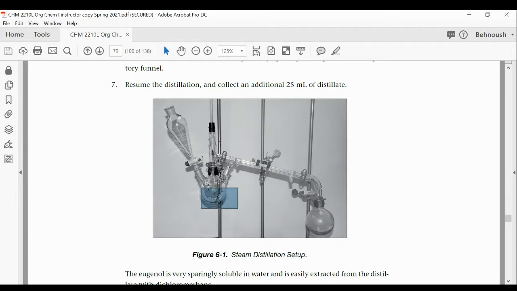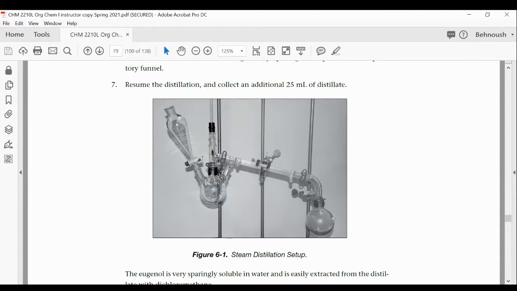So when we have this setup, it's going to provide the additional water. For collecting, we are using a flask rather than an open container like a graduated cylinder, because we want to make sure that it condenses.